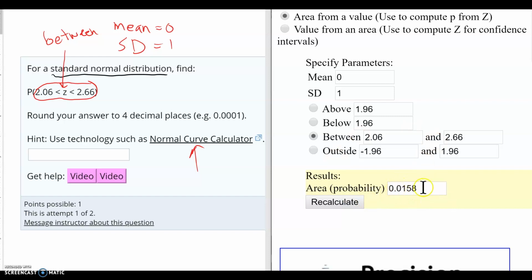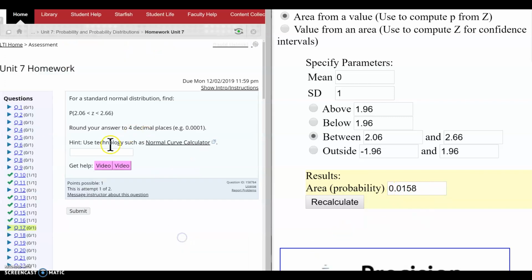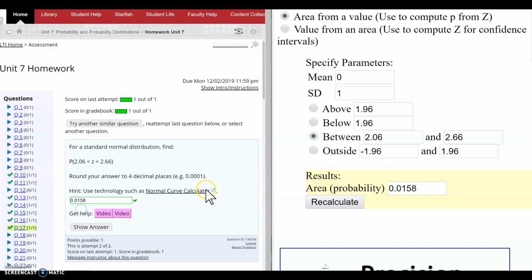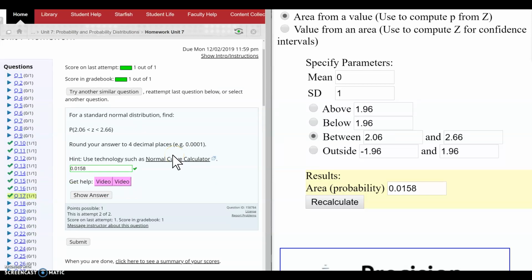So I need all those decimal places to go into the homework. 0.0158. So let me go to the homework. 0.0158 and hit submit. And there you go. So these ones are pretty easy. You just got to make sure you pick the correct button here so that you're on the line that you need to be.